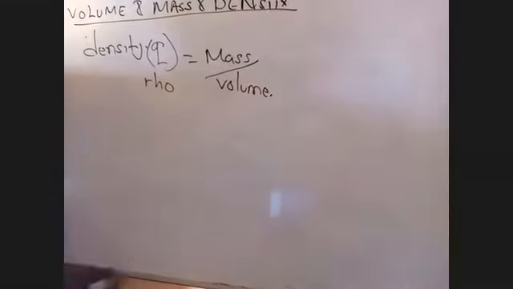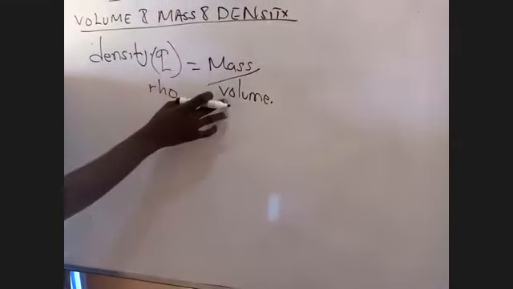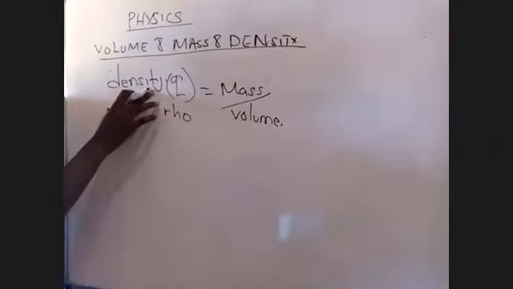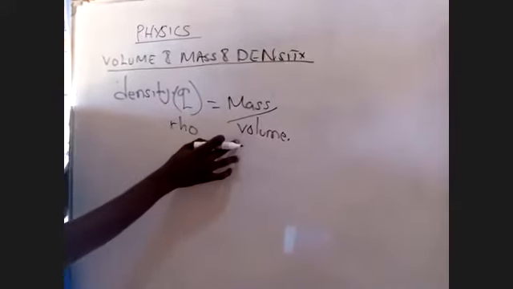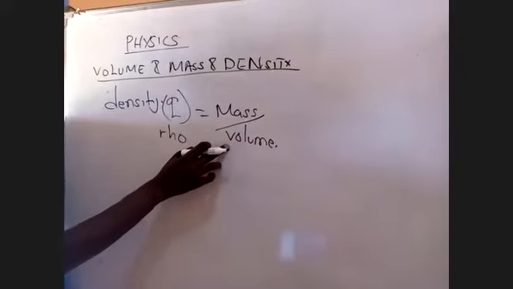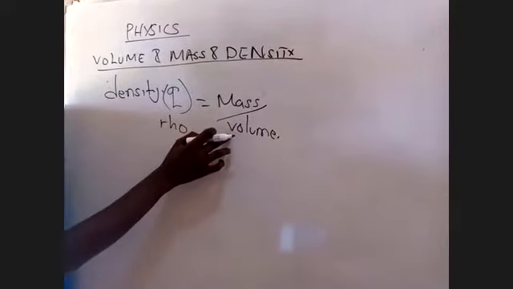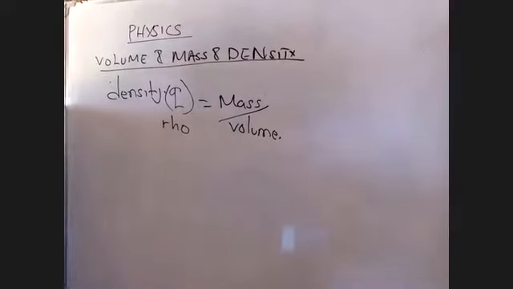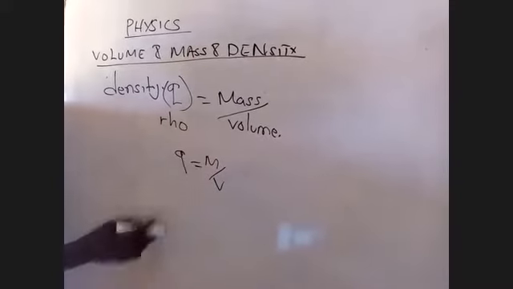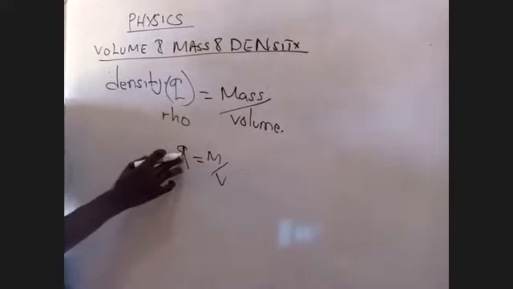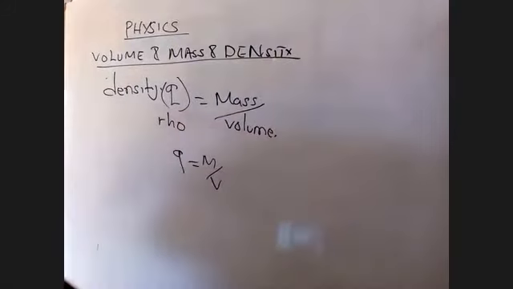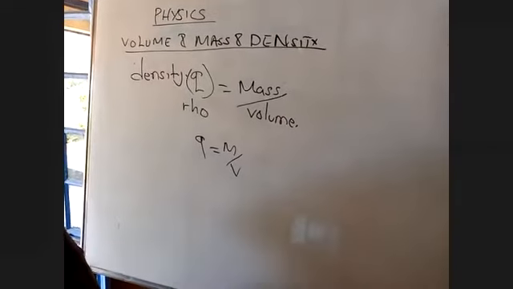So we have already looked at what mass is, and we have already looked at what volume is. Therefore, the definition of density comes from mass and volume. Density is the mass per unit volume of a substance. How can you summarize this formula? You write it as rho equals m over v. That density is the mass per unit volume of a substance. So that gives you the definition of what density is.